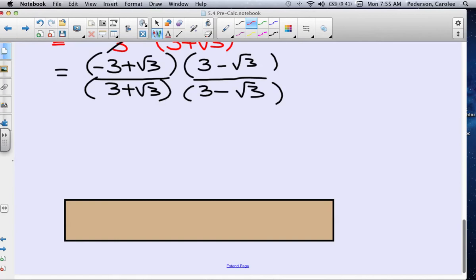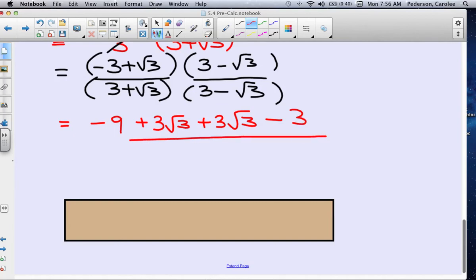So -3 times 3 is -9. And then -3 times the square root of 3 is 3 square roots of 3. And then square root of 3 times 3 is 3 square roots of 3. And then square root of 3 times negative square root of 3 is -3. Now let's go down to the denominator. 3 times 3 is 9. 3 times negative square root of 3 is -3 square roots of 3. Then 3 times the square root of 3 is 3 square roots of 3. And then square root of 3 times negative square root of 3 is -3.